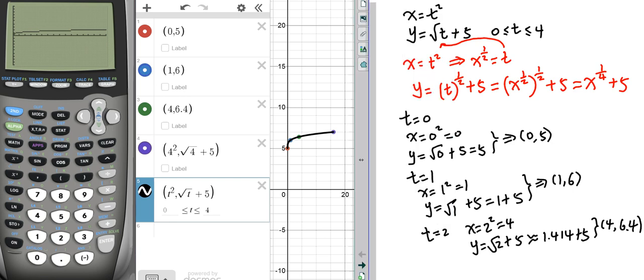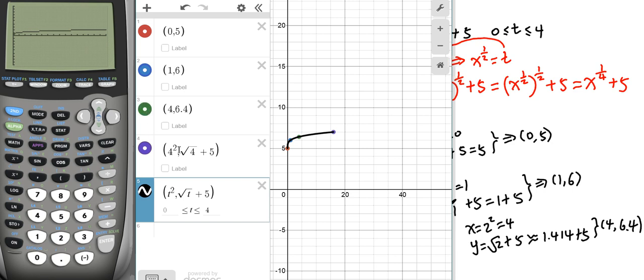Then you can do t equals 2. t squared is 4, and then radical t plus 5, radical 2 plus 5, radical 2 is 1.414 plus 5, so you have 6.4. And then here x is 4, so you have 4 and 6.4. That's this point.